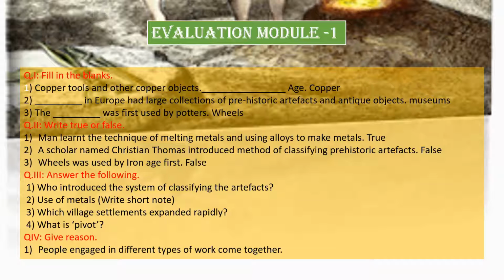What is a pivot? Answer: A pointed, smooth pebble fixed at the bottom of a potter's wheel is called a pivot. When the potter's wheel is put in motion, it is balanced on this pivot and thus revolves with great speed. Give reason: People engaged in different types of work come together.